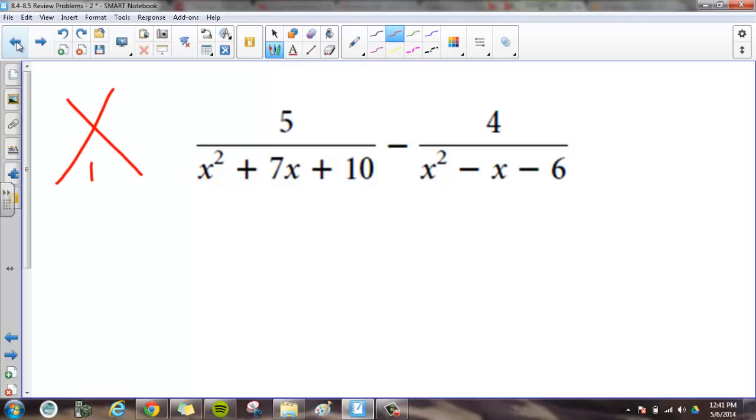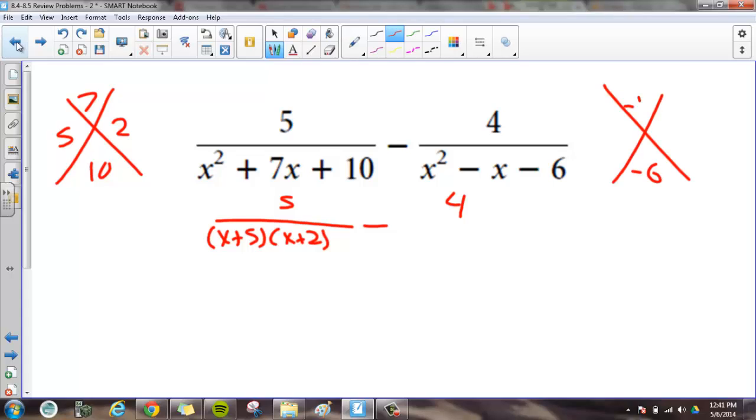Got one of these to do. So we got 5 over x squared plus 7x plus 10, and we got to solve this problem right here. First, we're going to factor the bottom. We get a 10 and 7, and that would be a 5 and a 2. So we have 5 over (x plus 5)(x plus 2).